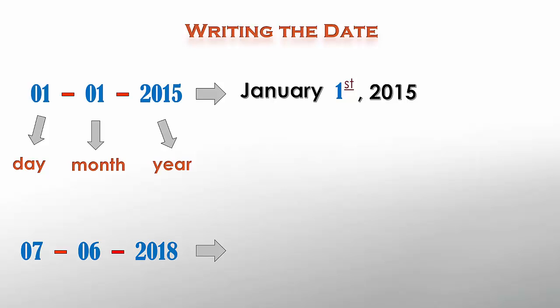Another example would be June 7th, 2018. When we talk about day number 1 in any month, we say first. Day number 2 is second. 3, third.